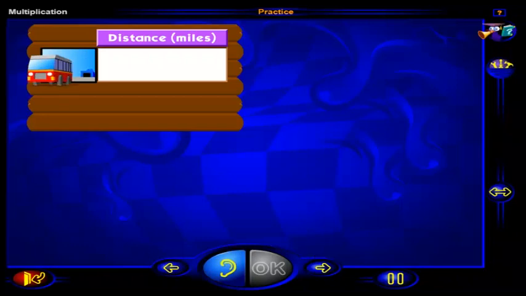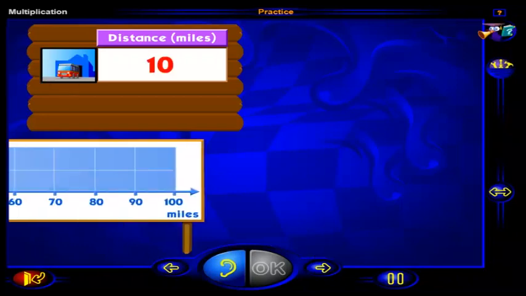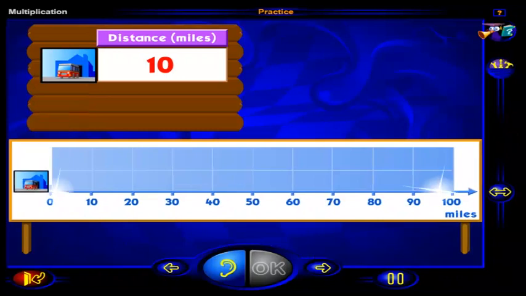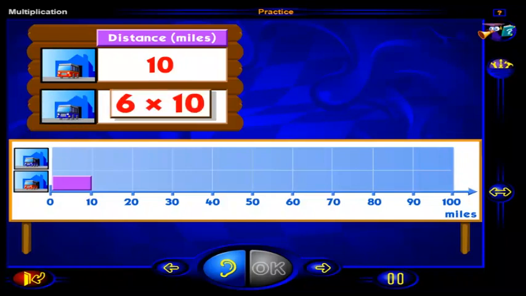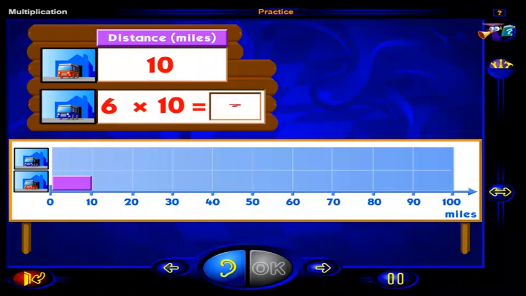This red bus traveled 10 miles. Using this number line, we can draw a bar 10 units long to show the distance that the red bus traveled. This blue bus traveled 6 times as far as the red bus. So, the blue bus traveled 6 times 10 miles from the city. How many miles from the city did the blue bus travel? Type in your answer here, then click OK.